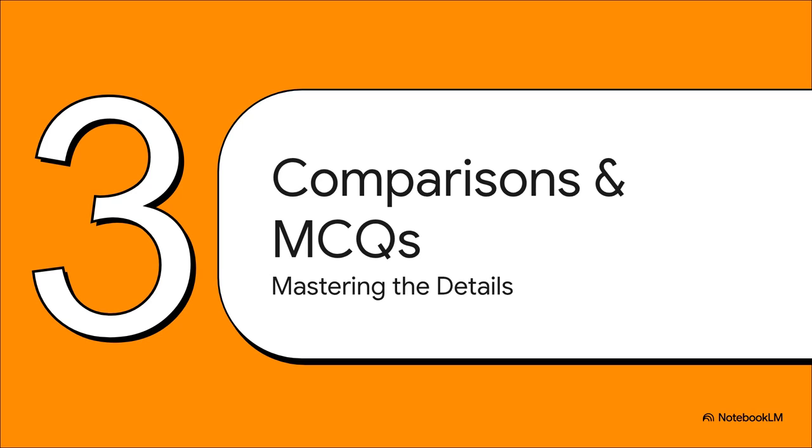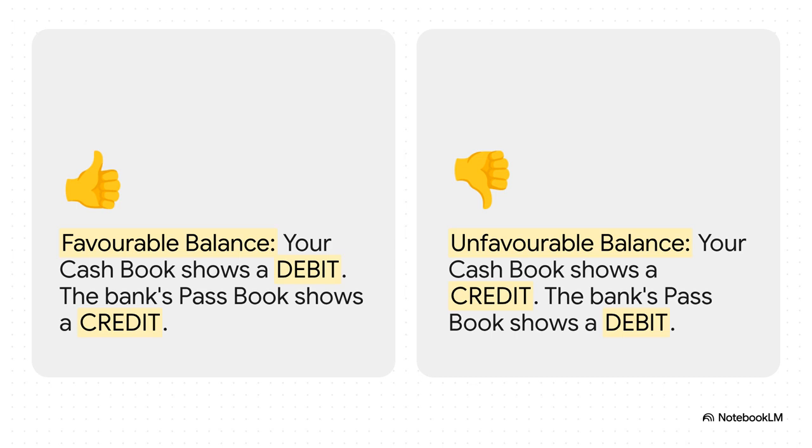Okay, let's move on to a section that is absolutely critical for your multiple choice exams. We're going to compare some of these concepts side by side and point out some common traps you need to watch out for. This slide perfectly shows that mirror image relationship we just talked about. See how it works? When the balance is favorable, money in the bank, it's a debit for you but a credit for the bank. And when it's an unfavorable overdraft, it's the complete opposite, a credit for you and a debit for the bank.